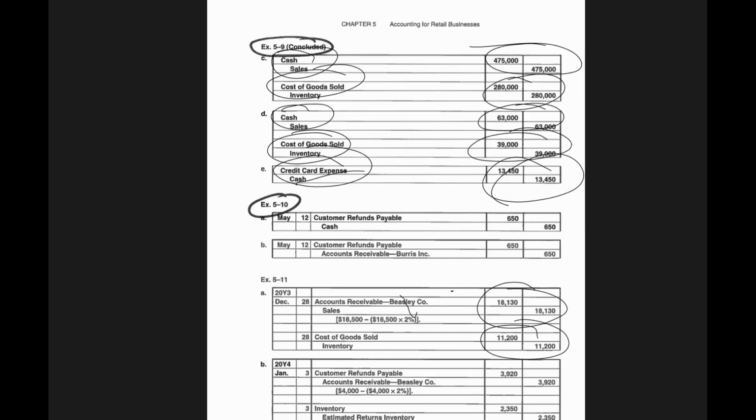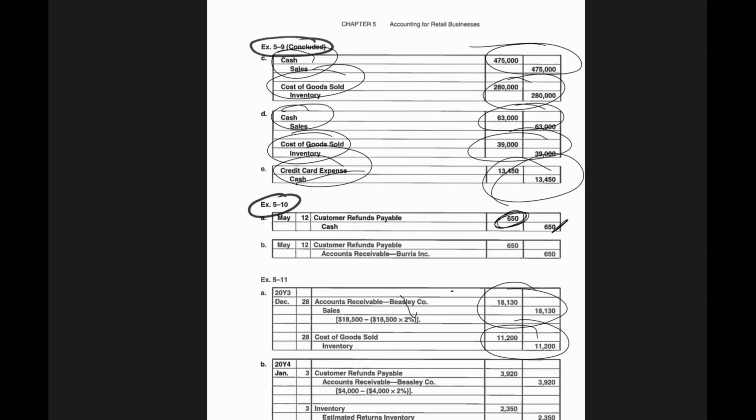So in this case, we will credit cash for $650 because Singer paid Burris $650 for costs incurred by Burris to repair the defective merchandise, and then there's a debit to a new account called Customer Refunds Payable.